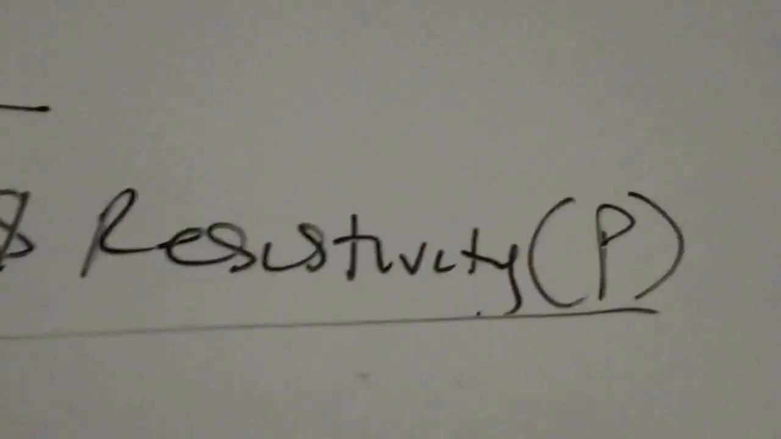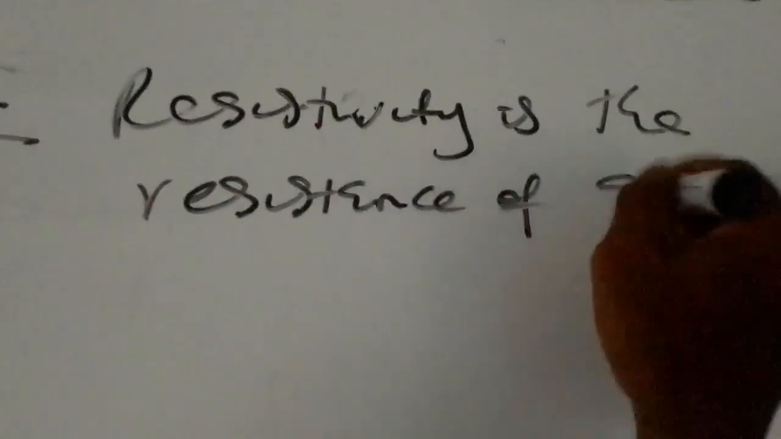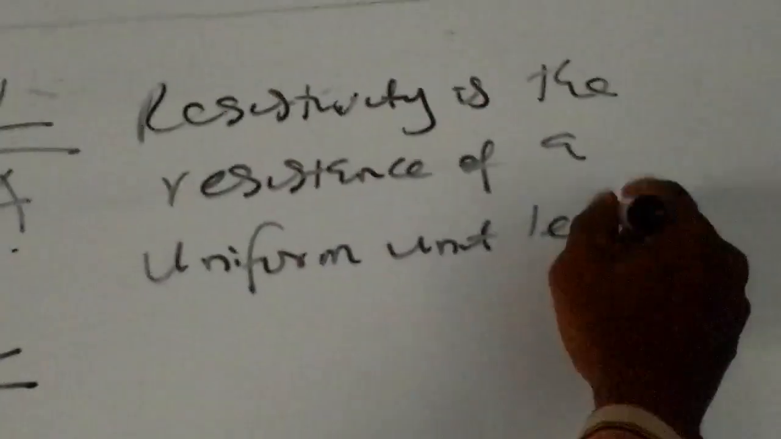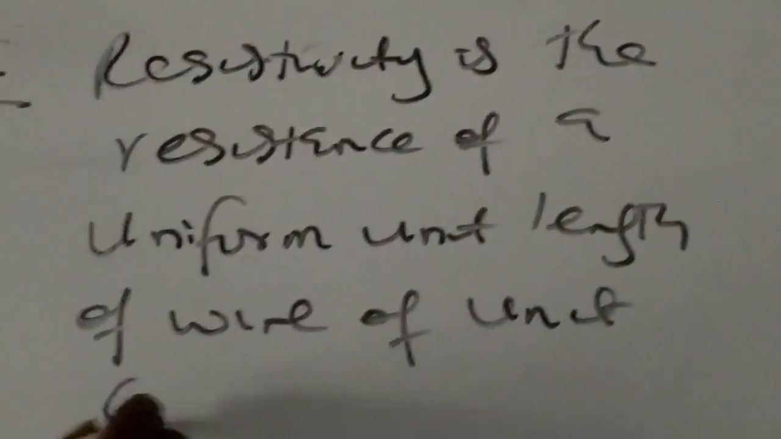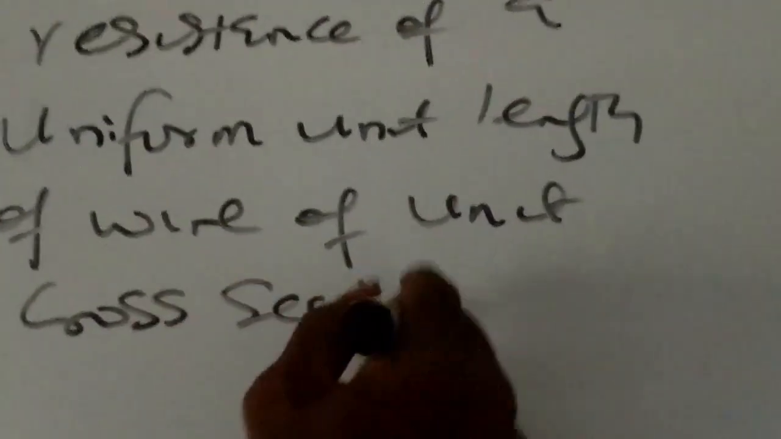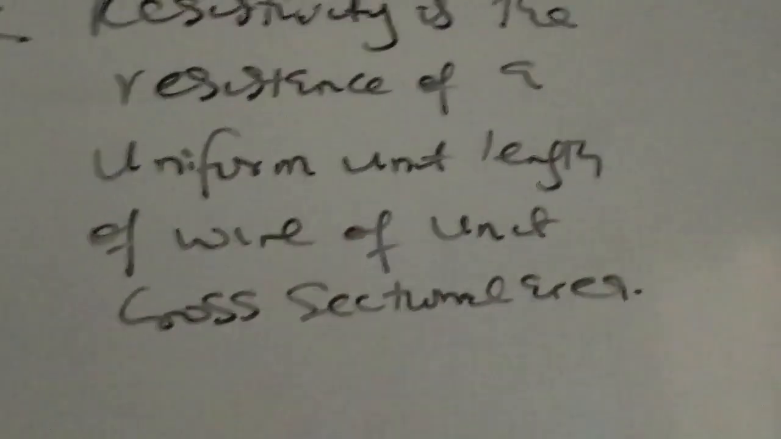In physics, how do we define resistivity? We say that resistivity is the resistance of a uniform unit length of wire of unit cross-sectional area. Resistance offered by a uniform unit length of wire of unit cross-sectional area.